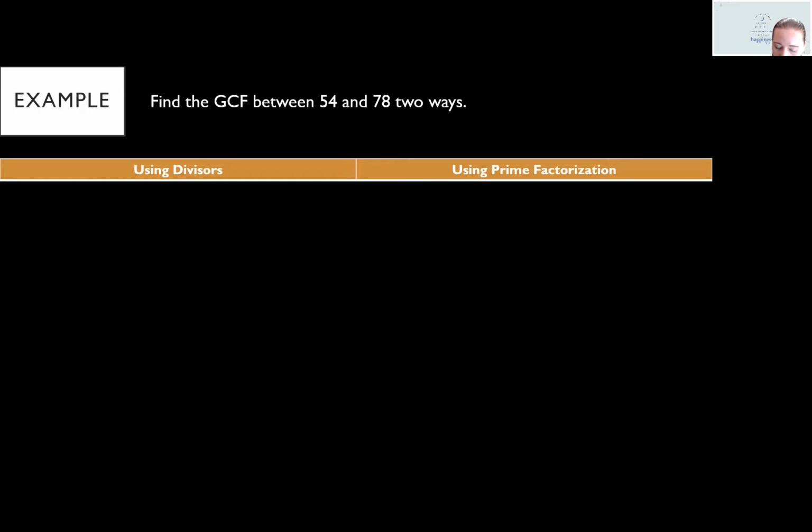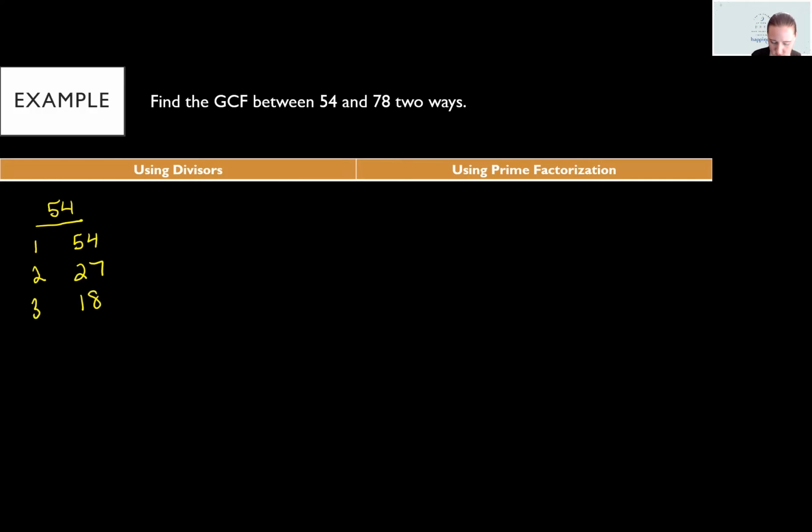So using the divisor method. I've got 54. So that is 1 times 54. I know that it's divisible by 2 because it's even. 2 times 27. I have to use my calculator for that. 54 divided by 3. So that's 3 times 18.